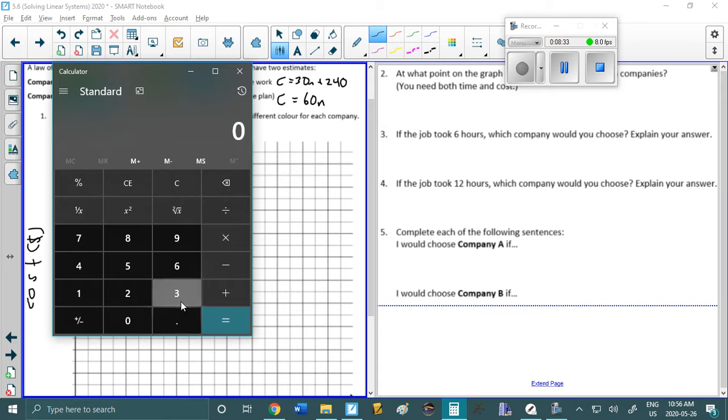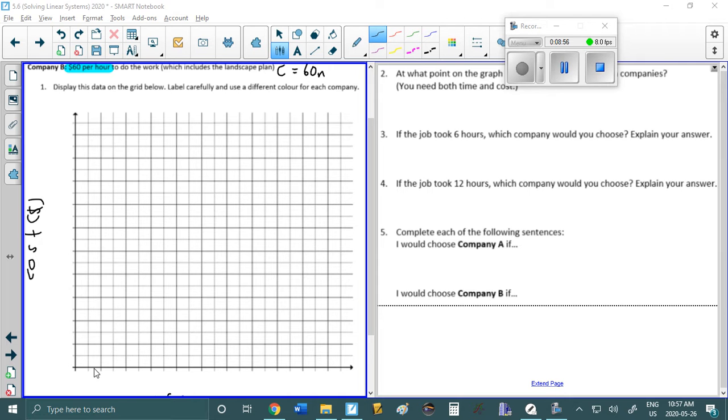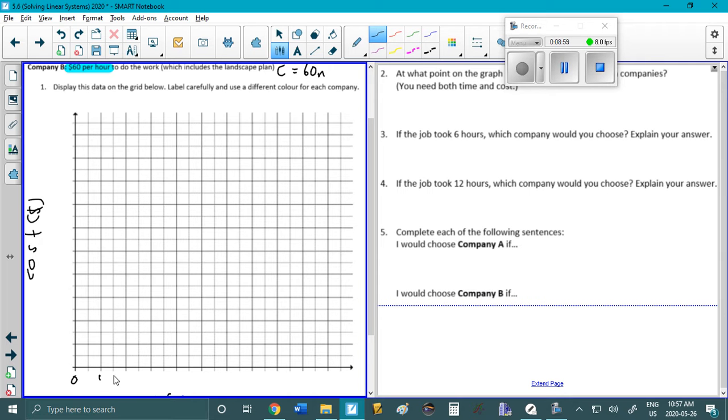So let's put in 10 hours. So 30 times 10 plus 240. So for 10 hours, this one's 540, and this one, 60 times 10, is 600. Oh, well, there you go. This one was cheaper, now it's more expensive. So if we go up to 10 hours along the bottom, so 0, 1, 2, 3, 4, 5, 6, 7, 8, 9, 10. If we go up to 10 hours, we know that we're going to find where they meet.